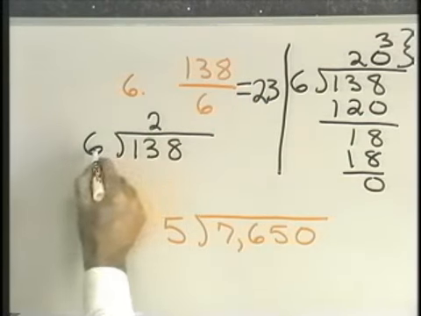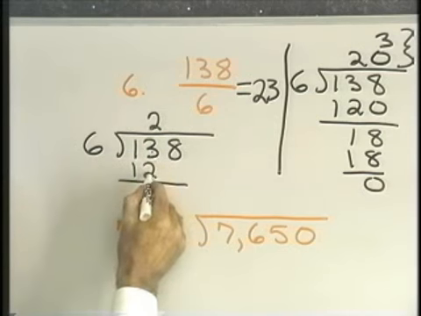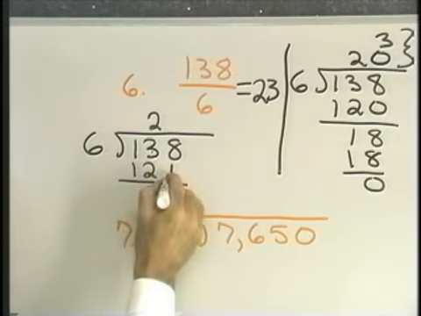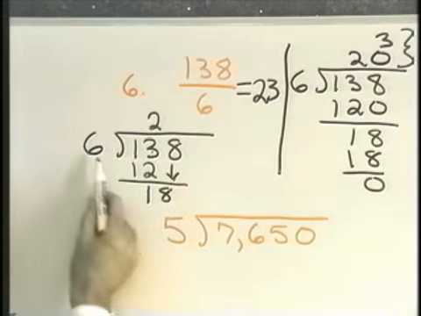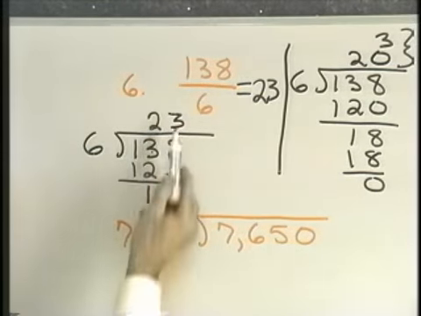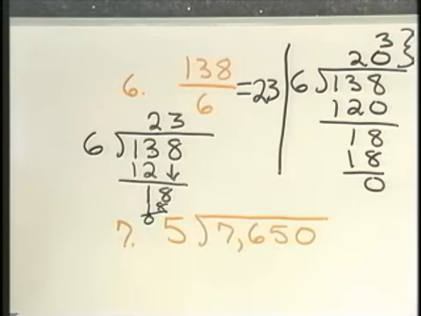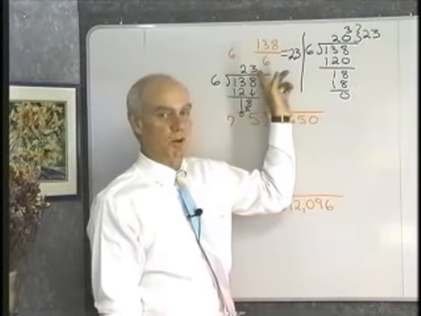Then I multiply. 2 times 6 is 12. I subtract. 3 subtract 2 is 1, and I bring down the next number, 8. Now I divide 6 into 18. It goes 3 times. I write the 3 right there. 3 times 6 is 18. I subtract and get 0, and that's why my answer is 23.